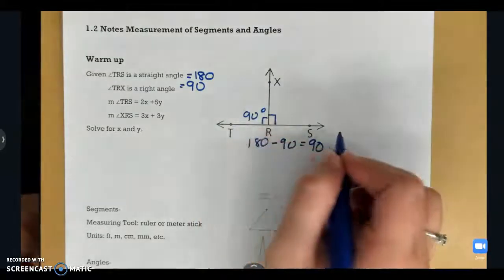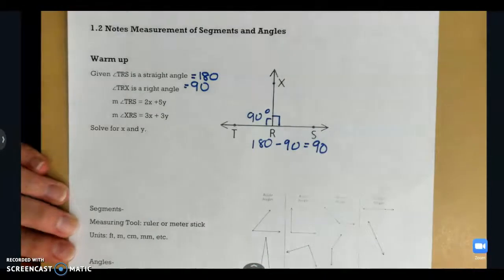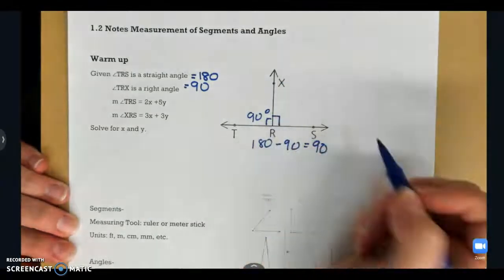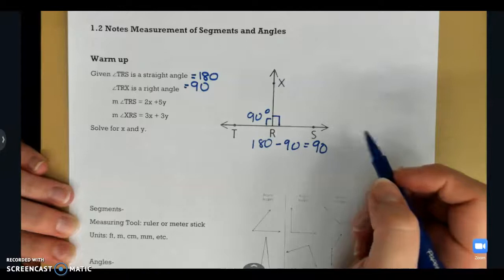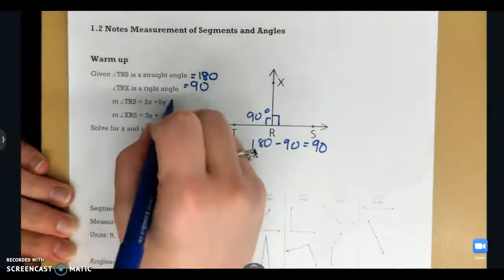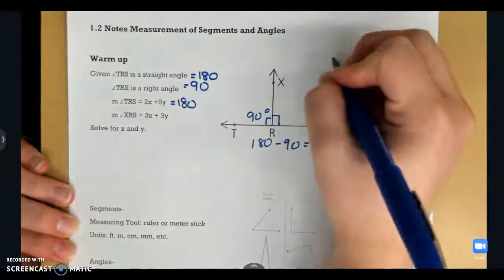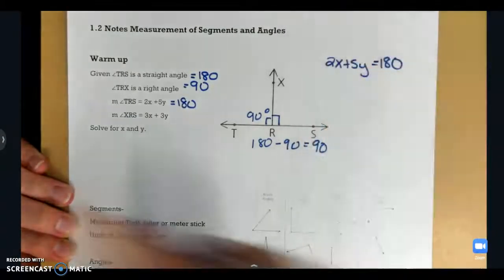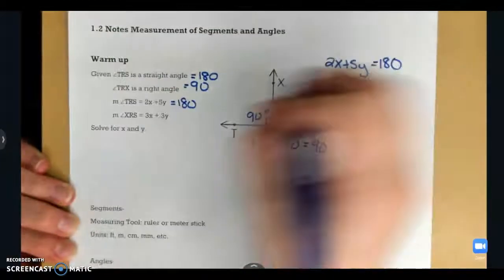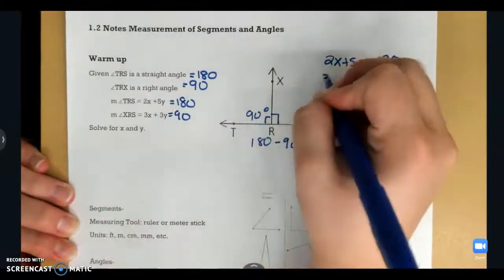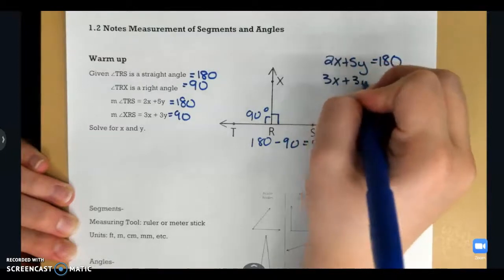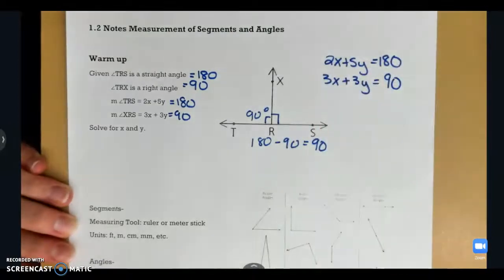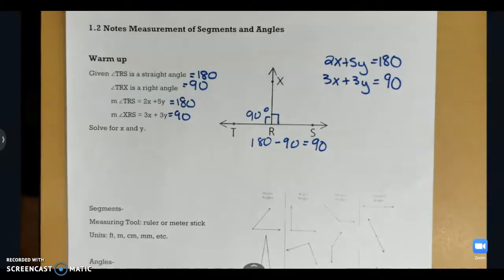So TRS is equal to 2x plus 5y, and XRS is equal to 3x plus 3y. So let's write this system. TRS, that's our one that's equal to 180. And XRS, that one's equal to 90. All right, and this is where you would determine if you wanted to use elimination or substitution, and I'm going to go ahead and just use elimination.